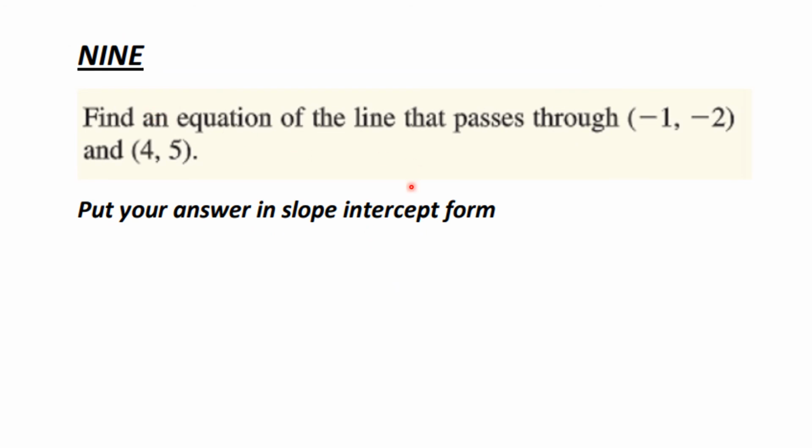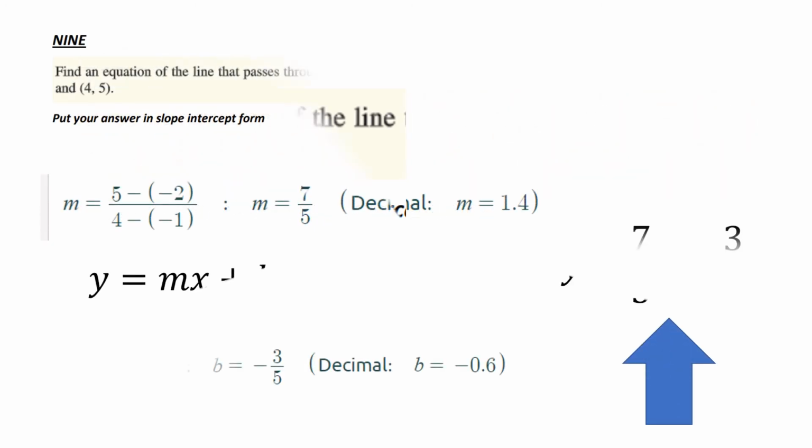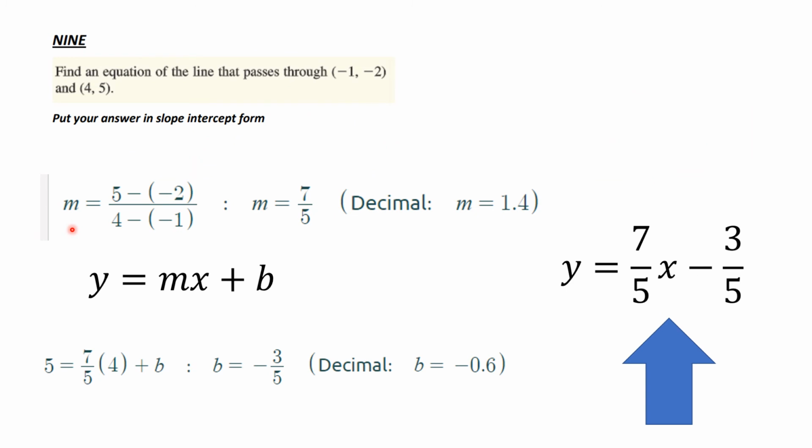You want to find an equation of the line that passes through these 2 points. Again, I'm not giving you formulas for these. You're supposed to know them. And I ask you to put your answer in slope-intercept form. First, you find the slope. This is the formula for the slope. Again, you're not being given that. You have to know that. And notice that there's some minus times minus action going on here. So m is equal to 7 over 5.